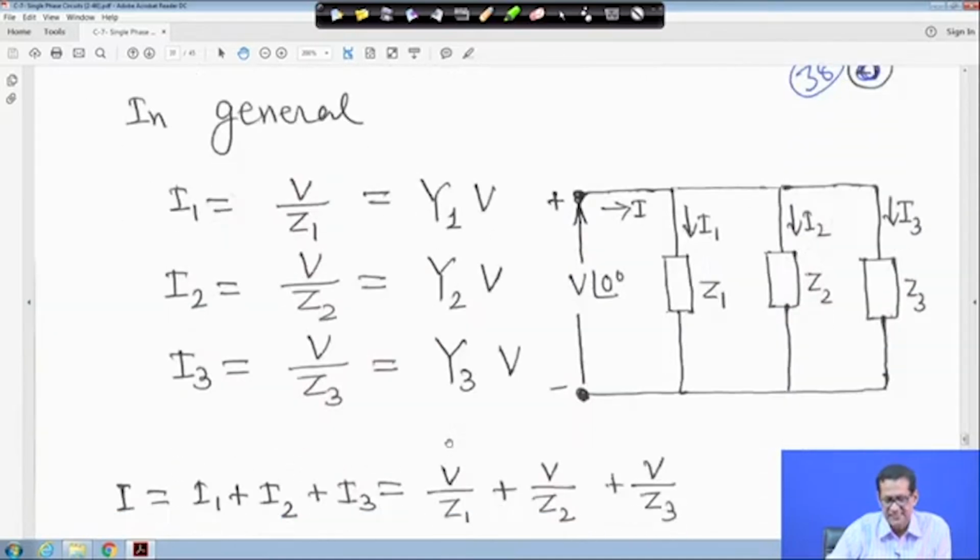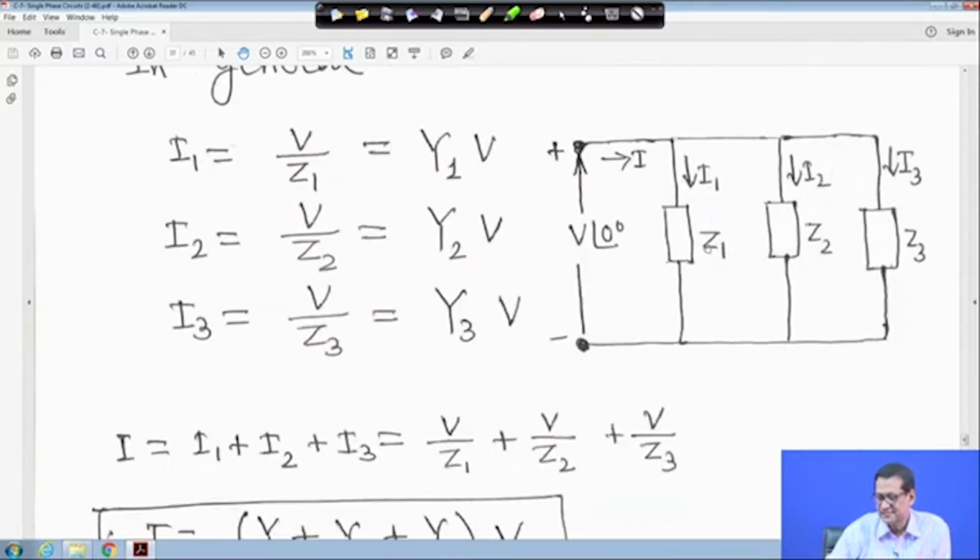So, in general, this is the circuit. Suppose in general it is Z1, Z2, Z3, so it is not pure R, it may be some impedances, Z1, Z2, Z3.